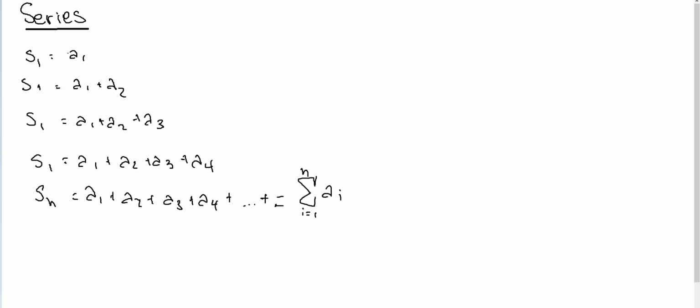We can have S1 equal to A1, S2 equal to A1 plus A2, S3 equal to A1 plus A2 plus A3, S4 equal to A1 plus A2 plus A3 plus A4, and so these are just a sequence with one term, a sequence with two terms, a sequence with three terms, a sequence with four terms. And Sn is denoted by A1 plus A2 plus A3 plus A4, plus infinitely many sums, which is equal to the sigma from i equals 1 of ai, which is however many i's you would like.